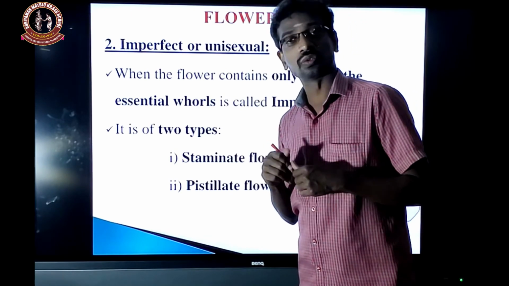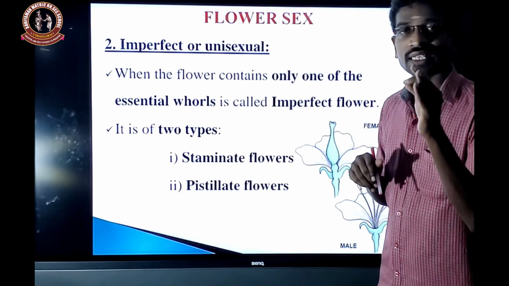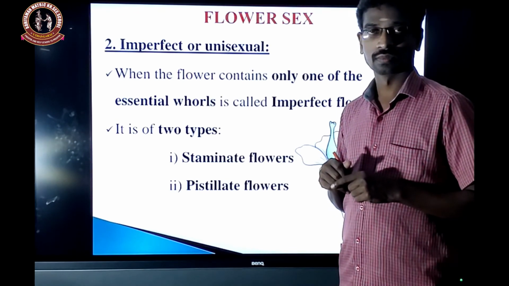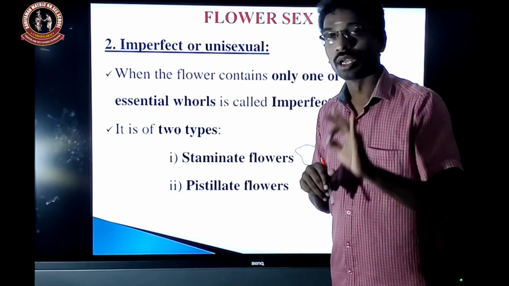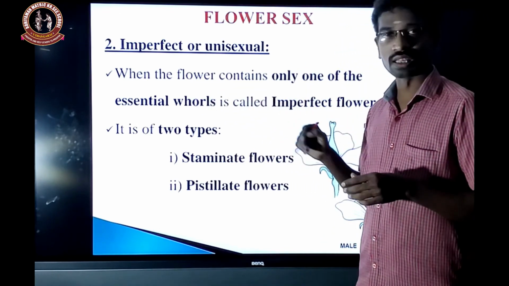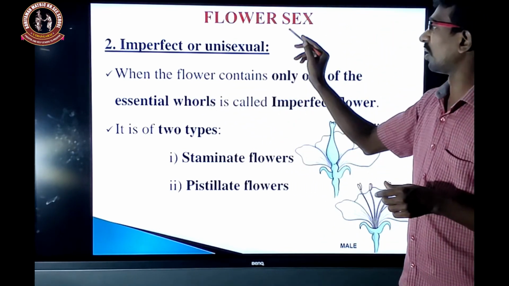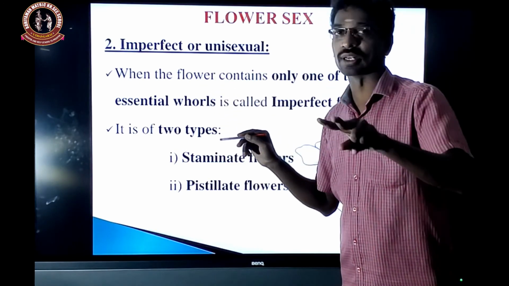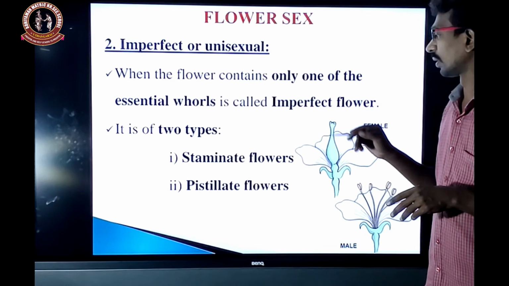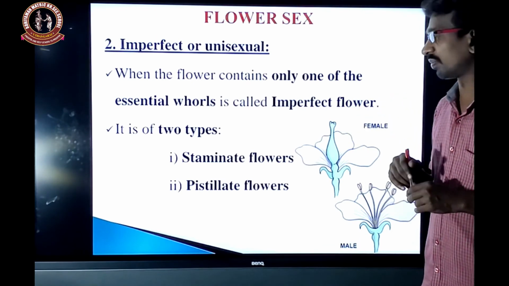Imperfect or unisexual flower. Here any one sex organ is absent. That is imperfect. When the flower contains only one of the essential whorls, because the flower sex depends on only the androecium and gynoecium. Androecium and gynoecium are essential whorls. That is called an imperfect flower.